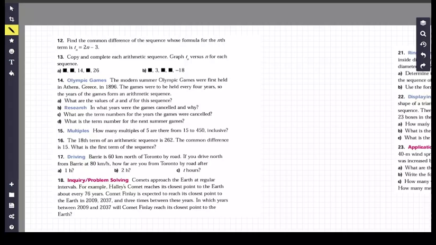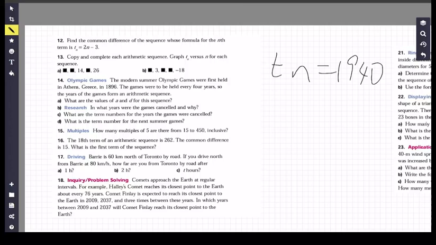What are the term numbers for the years cancelled? We don't know what term it is, so Tn is equal to 1940. We could have done 1944 or 2020. I highly suggest you take these years as practice and do them on your own, but I'm just gonna do 1940 as an example.